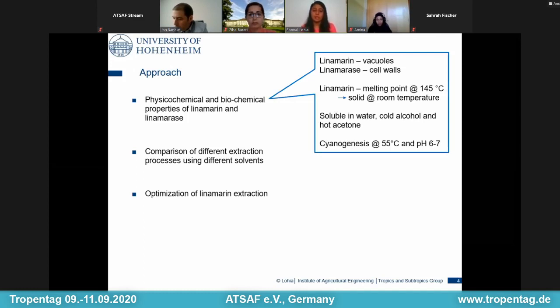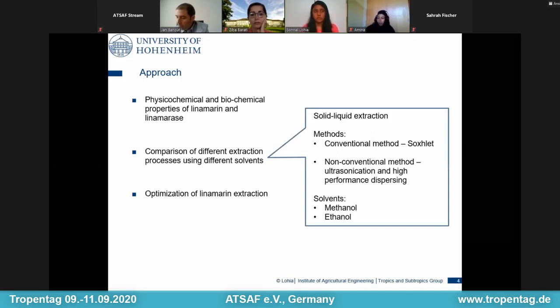plant cell. Linamarin has its melting point at 145 degrees Celsius, and it is a solid at room temperature. It was soluble in water, cold alcohol, and hot acetone, and its cyanogenesis occurs at 55 degrees Celsius and pH 6 to 7.